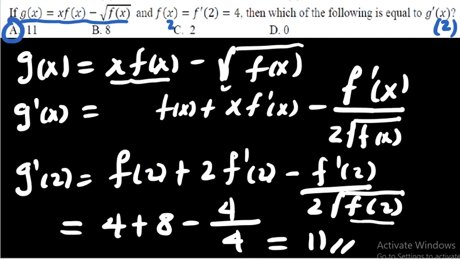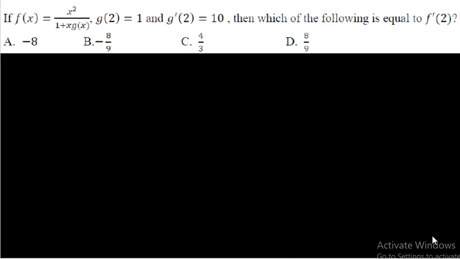Okay, let's continue to the next question. The third one here says f of x equal to x squared over 1 plus x g of x. And g of 2 is given to you. G of 2 is equal to 1 and g derivative at 2 is also given to you, 10. Then what is asked? F derivative at 2.